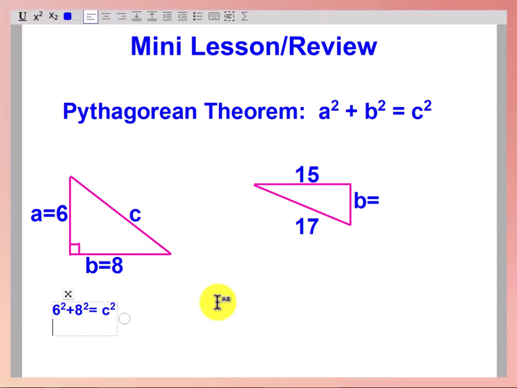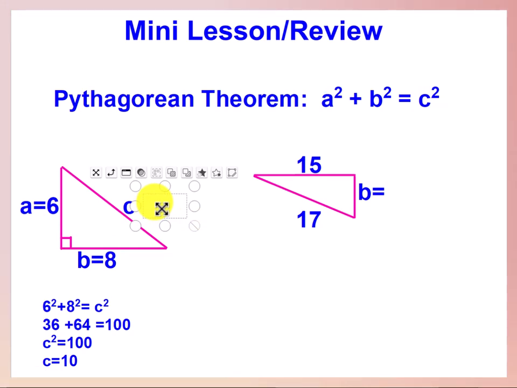6 times 6 is 36 plus 8 times 8 is 64. That's going to give us our c squared. Well, what is 36 plus 64? That's 100. All right, so now we're going to take the square root of 100 because 100 is c squared. Take the square root of both sides. The square root of c squared is c, and the square root of 100 is 10. 10 times 10 is 100. So now we've found the length of the hypotenuse.